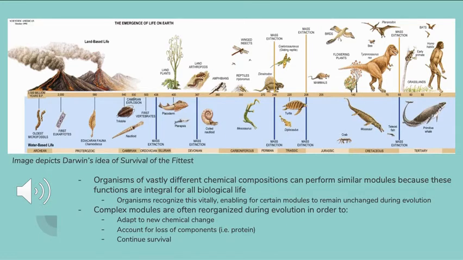All organisms have biological processes that are vital to survival and thus remain unchanged during evolution. The reorganization of modules is integral in preserving these processes. An important connection that relates to cell evolution is Charles Darwin's idea of survival of the fittest, in which only the most adaptable organisms survive evolution. This translates to cell evolution because only cells that can compensate for lost components or genetic changes can withstand the stress of human progression.